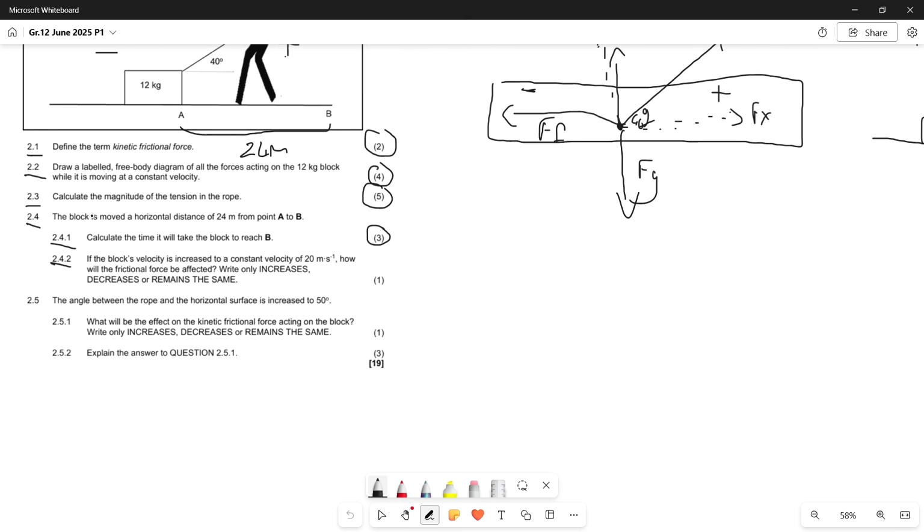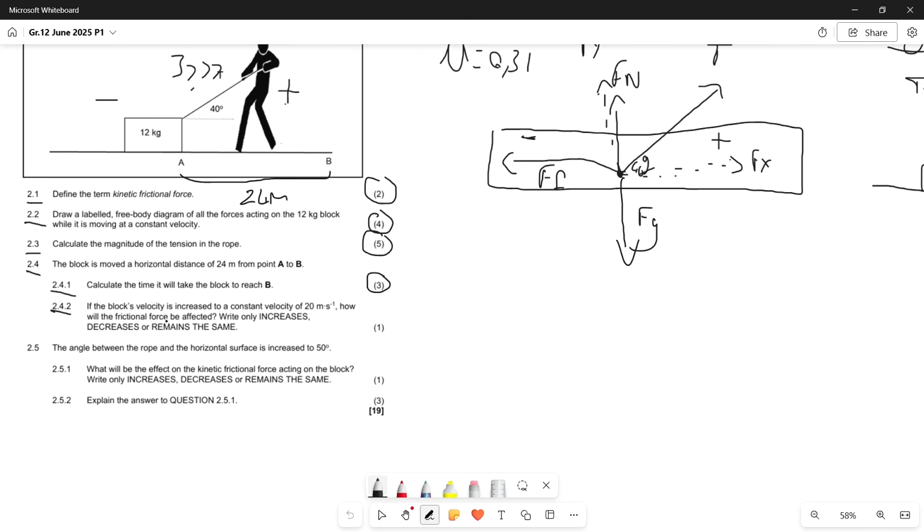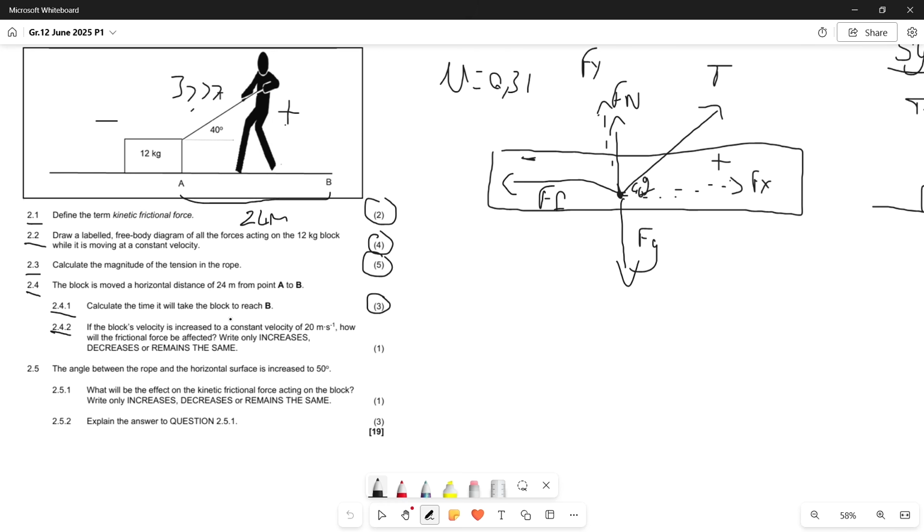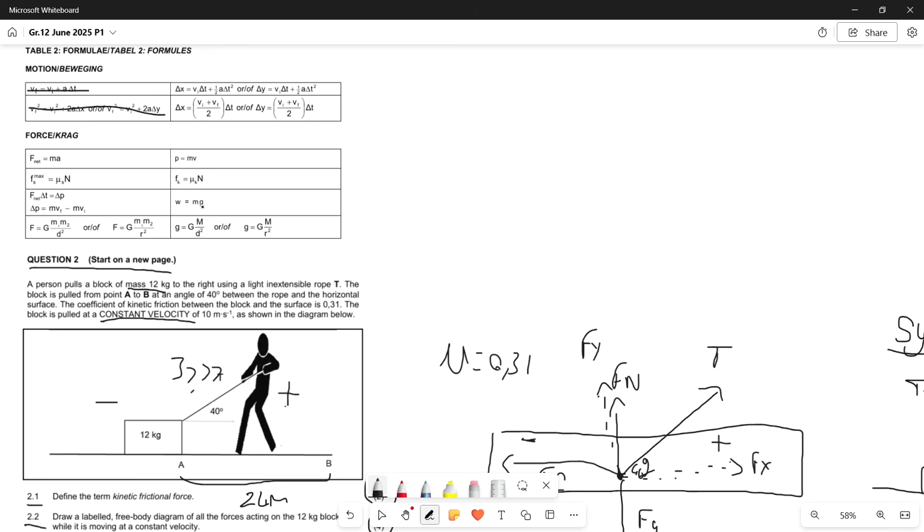So 2.4.2 now, it says if the block's velocity is increased to a constant velocity, so no acceleration still, of 20 meters per second to the -1, how will the frictional force be affected? The frictional force, right, only increases, decreases, or remains the same. With these sort of questions, it's very good to go to the formula.